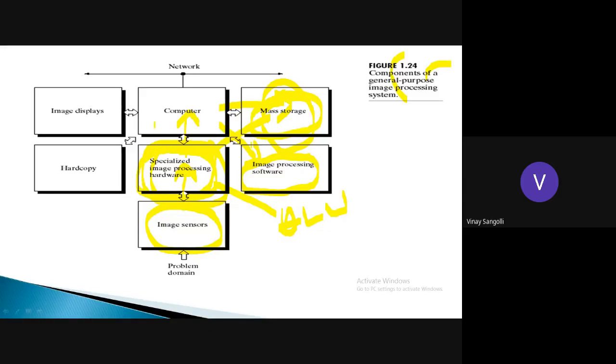Now let us move to hard copy. Hard copy is very essential. When you speak of hard copy, these are the devices which are used to record the image. Examples would be printers or cameras, or digital units such as CDs and laser discs. All of this comes into the picture of hard copies.